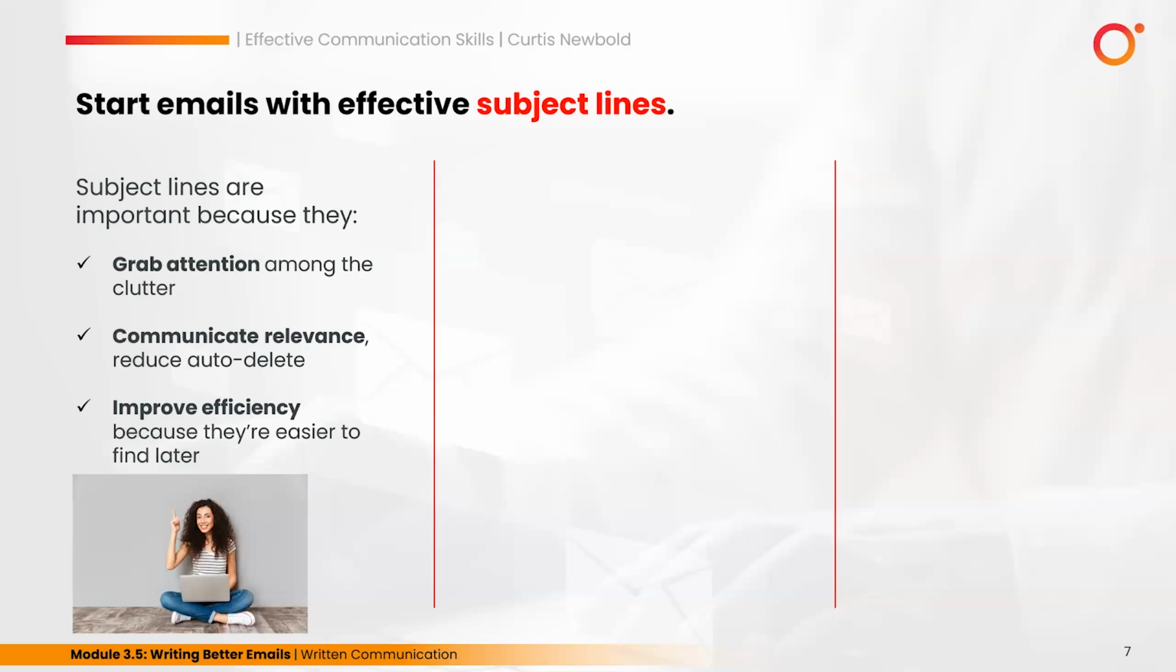And then also lastly, good subject lines improve efficiency because they're easier to find later. Rather than having to keep writing the same messages over and over to people, you can just say, hey, I sent you a message like that on this day. Can you just please find it in your archive? Or you can just forward it to them. But if you've written good subject lines, it's significantly easier to find important information later. All right, so let's walk through a few different rules.